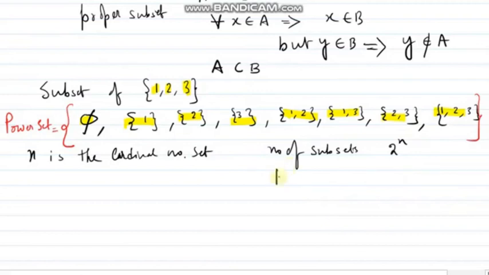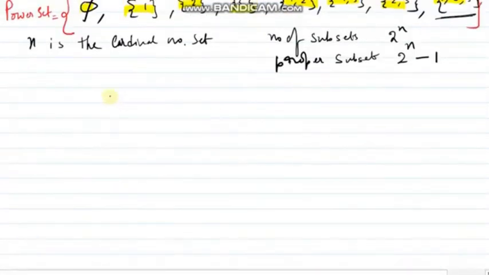Number of proper subsets, so how many proper subsets will I get? Except this one, all will be proper subsets. So that will be 2 to the power n, then minus 1. Let's subtract this one. I said something that phi is a subset of any set A.